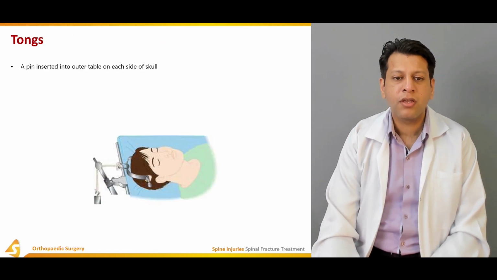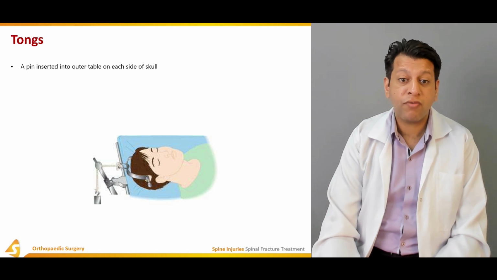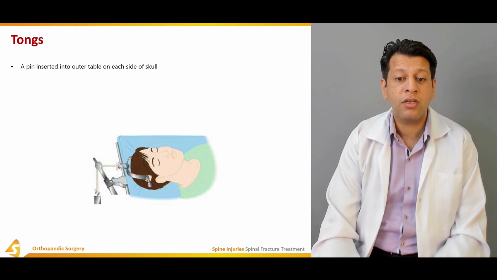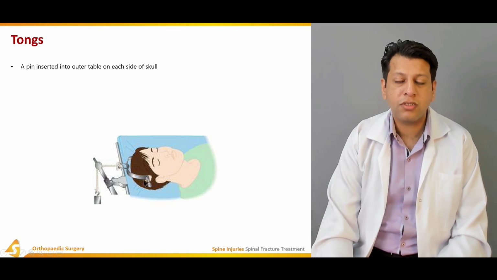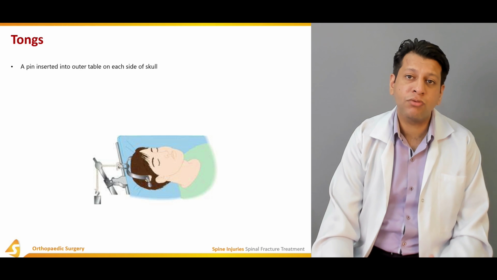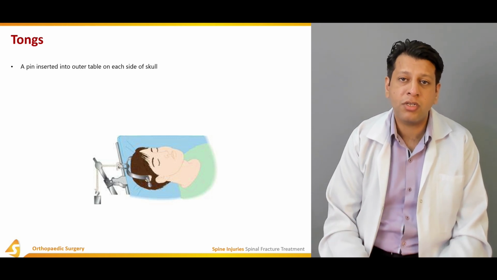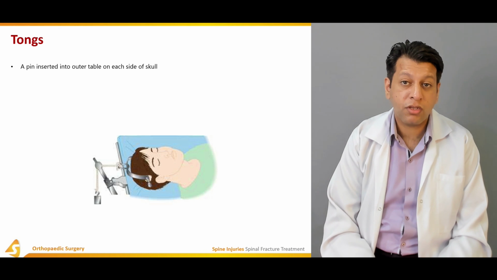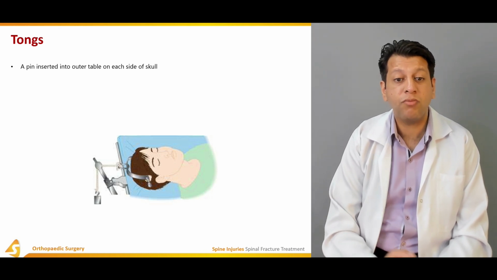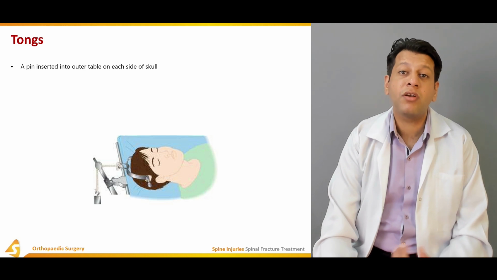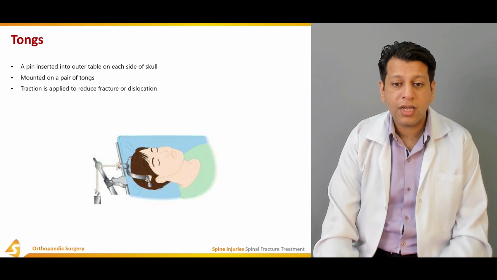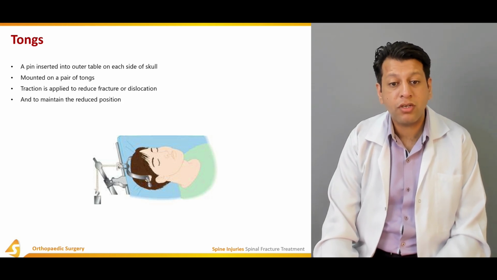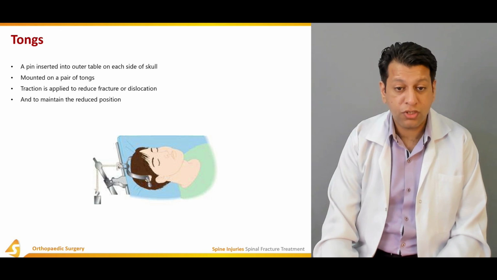The use of tongs can be done as well, in which cervical traction can be placed. Pins can be put just 1 centimeter above the pinna in the superficial mastoid region. This can be used to apply traction to the injuries, because if we suspect there is an unstable injury which may or may not be associated with spinal cord injury, we may need to apply traction to prevent further aggravation of the injury and leading to complete neurological compromise. So traction is applied to reduce the fracture or dislocation and to maintain the reduced position.